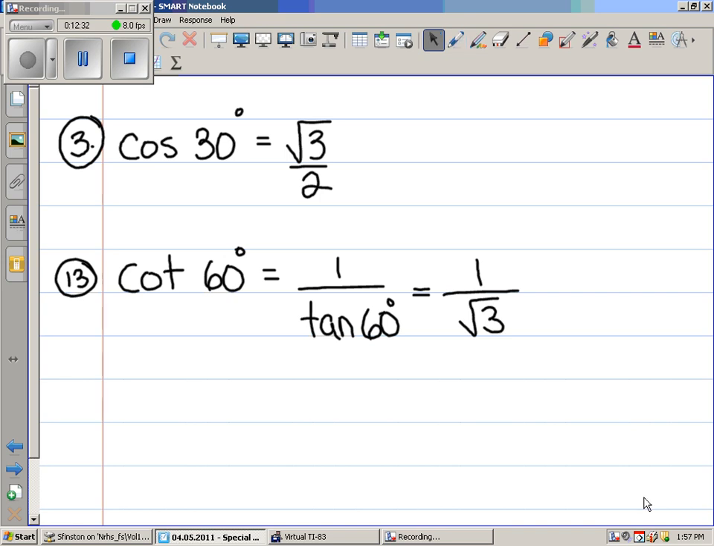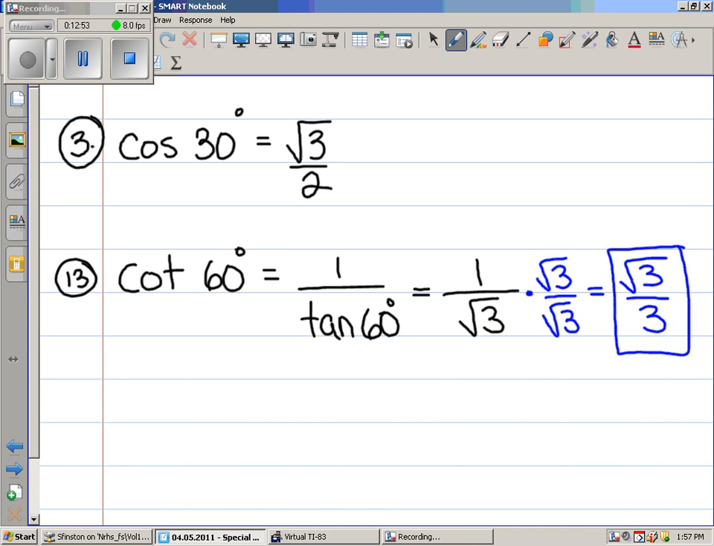Now, let's bring it way back in the day to September, October. What can't you have in the bottom? How do you get rid of a radical? Times it by itself. Exactly. That's it.